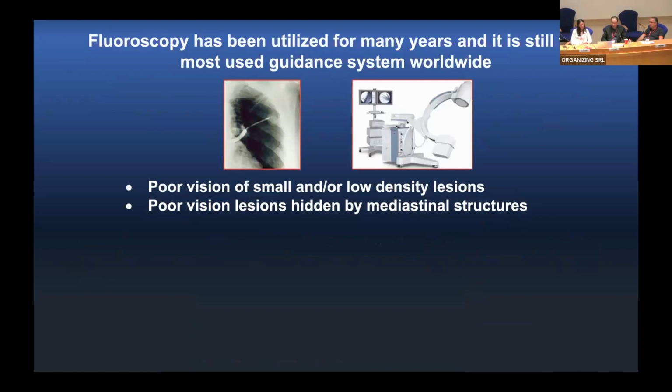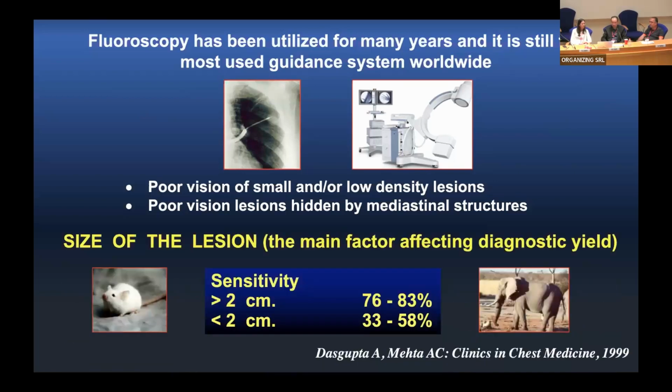Fluoroscopy has been utilized for many years, and it is still the most used guidance system worldwide. But fluoroscopy has limits. The first one is poor vision of small and or low density lesions, and poor vision of lesions hidden by mediastinal structures. As you can see here, while the sensitivity for lesions greater than 2 centimeters is not so bad, for lesions less than 2 centimeters, the sensitivity is low and not satisfactory.